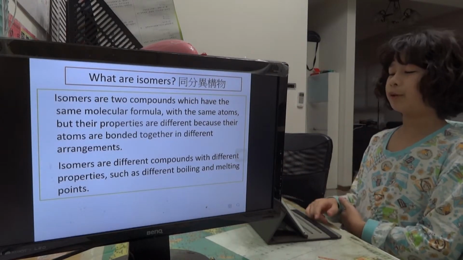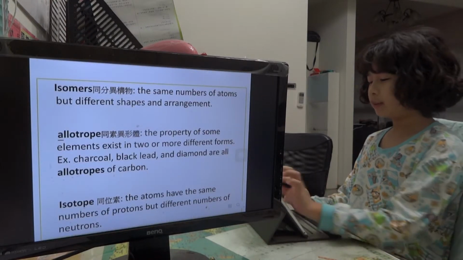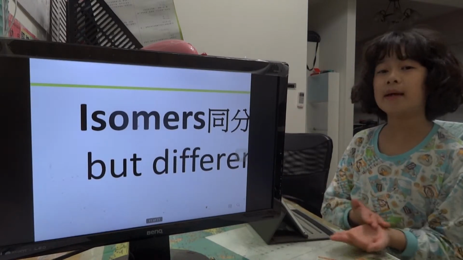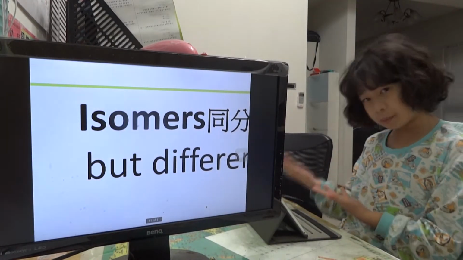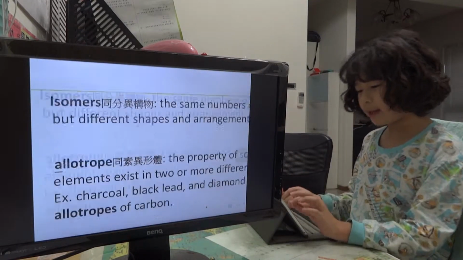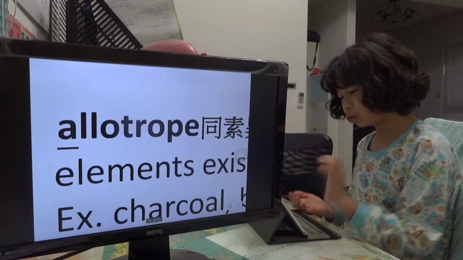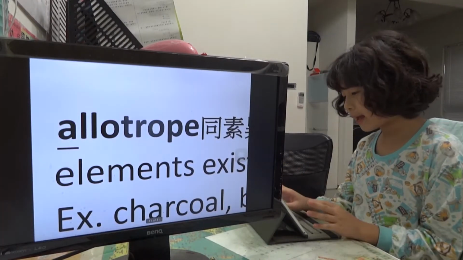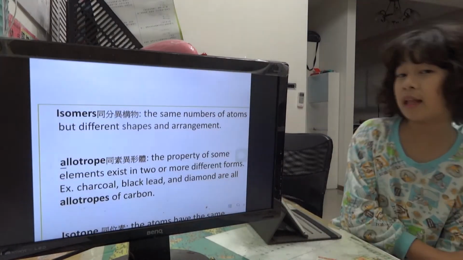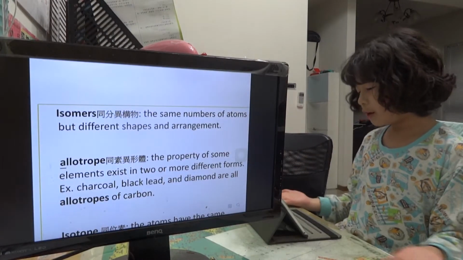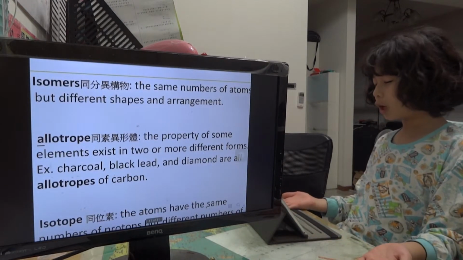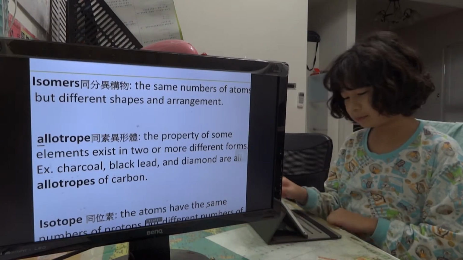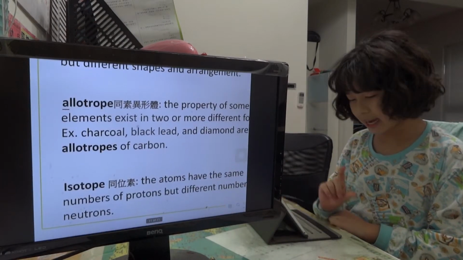So what is an isomer? Isomers are things that have the same number of atoms and the same elements, but they have different structures. And what are allotropes? Allotropes are made of the same element but have different structures. For example, charcoal, black lead, and diamond are all made of carbon atoms, but they have different structures.